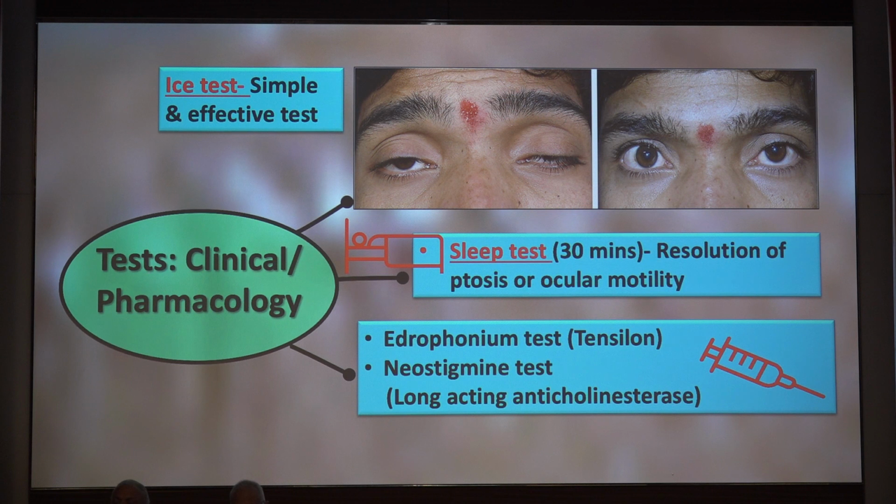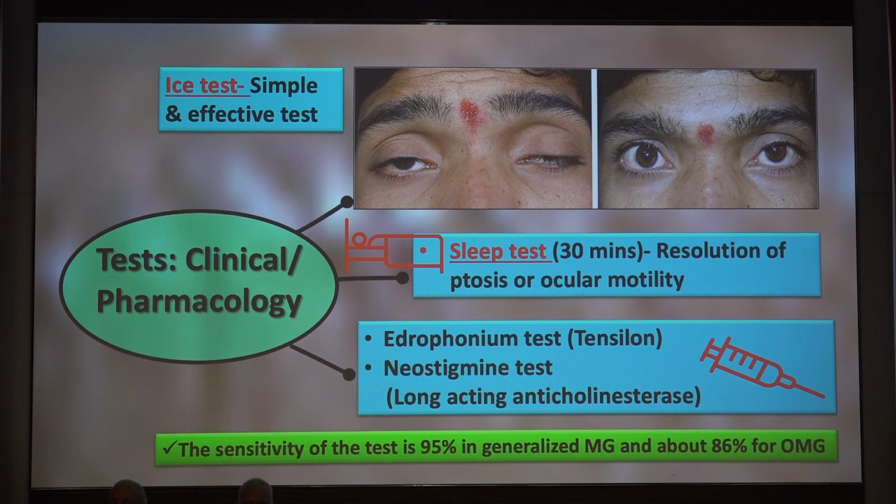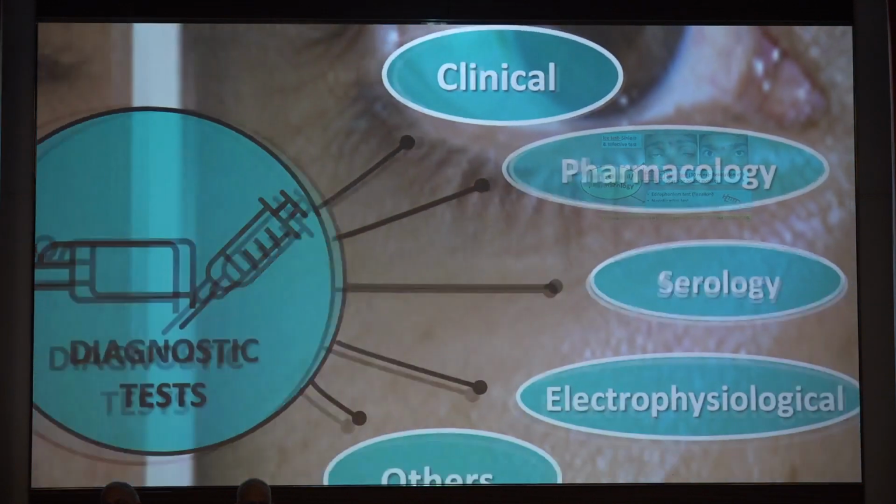Then the other is the edrophonium test, but it is now not available. So neostigmine is a long-acting anticholinesterase which you can use, and after 30 minutes you see a resolution of ptosis and even an improvement in ocular motility. Remember, the sensitivity is more for generalized myasthenia and about 86% for ocular myasthenia gravis.